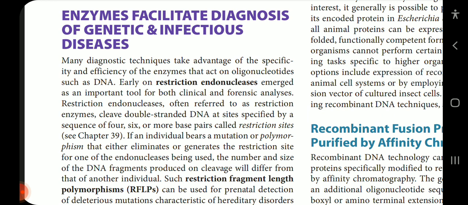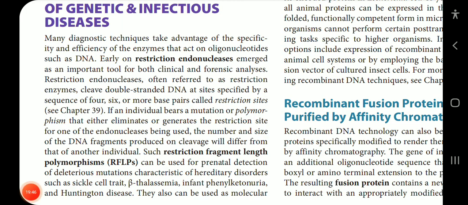Enzymes facilitate diagnosis of genetic and infectious diseases. Many diagnostic techniques take advantage of the specificity and efficiency of the enzymes that act on oligonucleotides such as DNA. Early on, restriction endonuclease emerged as an important tool for both clinical and forensic analysis.